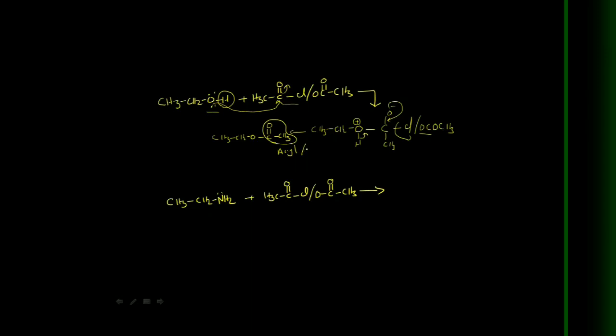This is also called acyl or acetyl. Mostly we call this one acetyl. That's why it is the acetylation of alcohols. As a result of the acetylation of alcohol, one hydrogen is replaced by the COCH3.